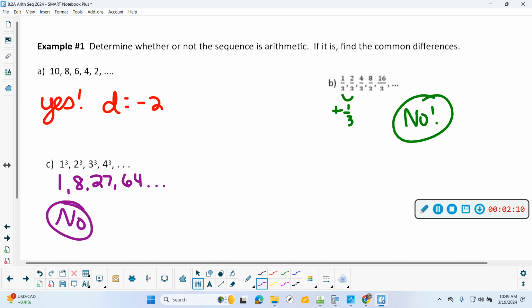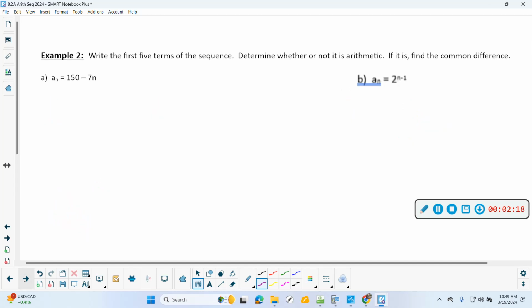So that's the only tricky part of this, is sometimes they might give the values to you in a different form. Just think about if you simplify it, what those values would be. All right, we've done this a million times. Write the first 5 terms, decide if it's arithmetic. If it is, give the difference. Okay, so a throwback to the first section.